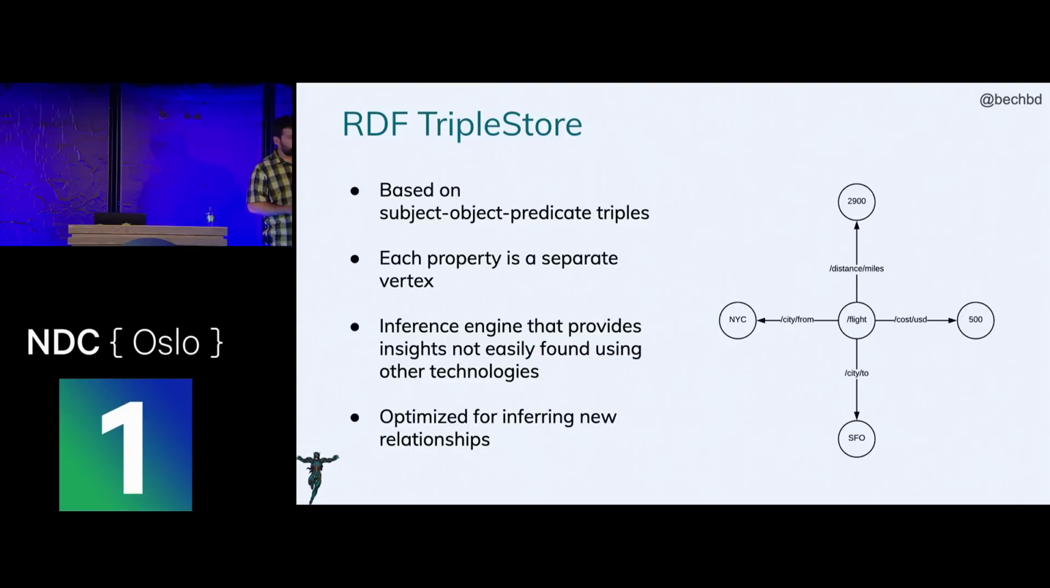The second big feature of these, and actually where they derive a lot of their power, is what's known as an inference engine. You put in these triples, and then you put in essentially rules about your data. This inference engine will then run on top of it and be able to create new relationships based on those rules. That's what these are really optimized for: being able to infer new relationships in data, for things you didn't necessarily know you had.